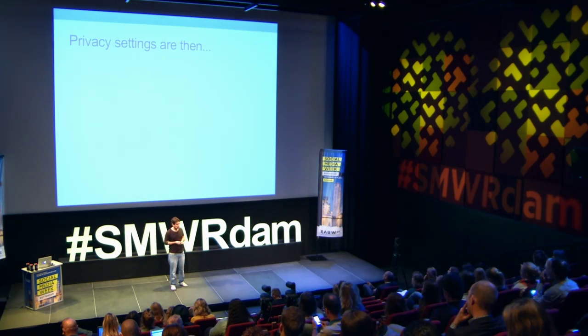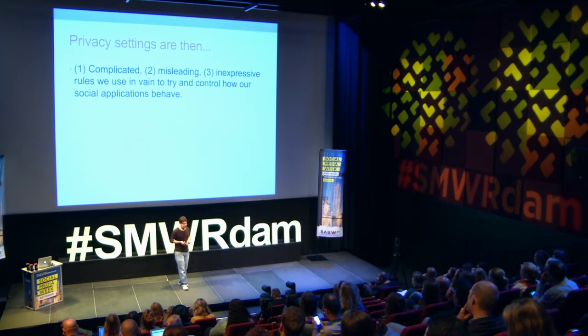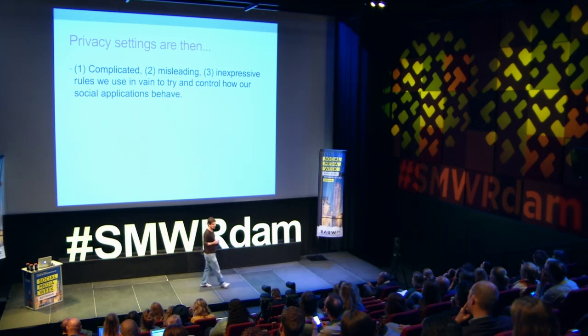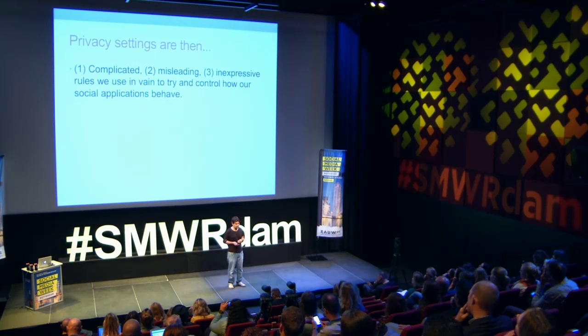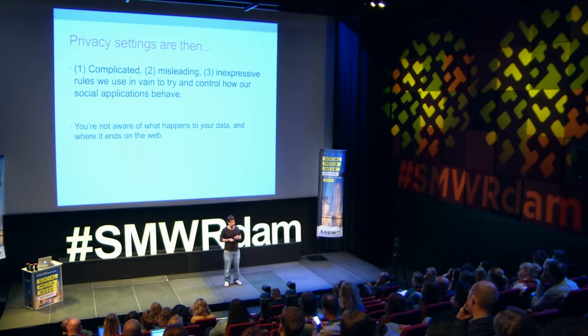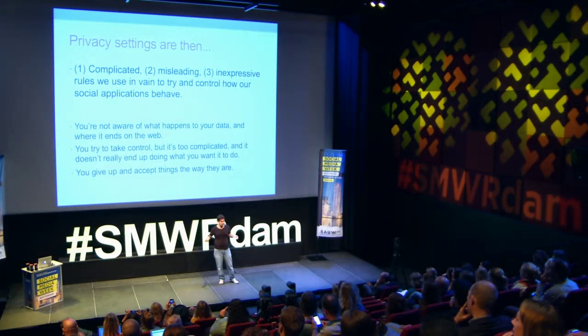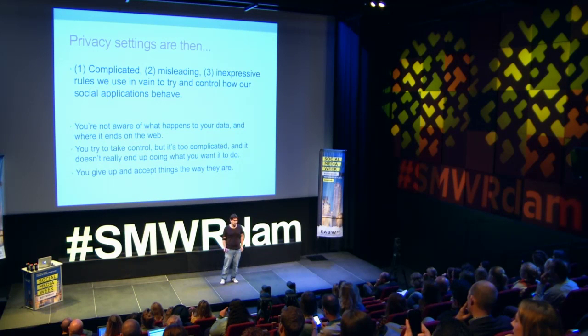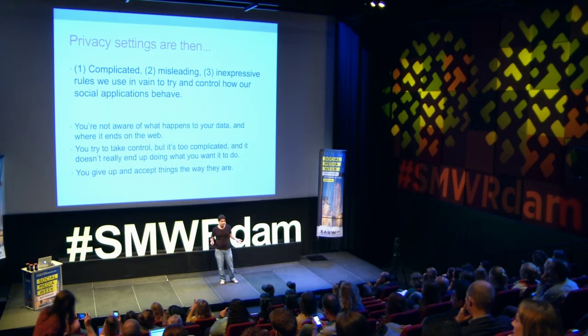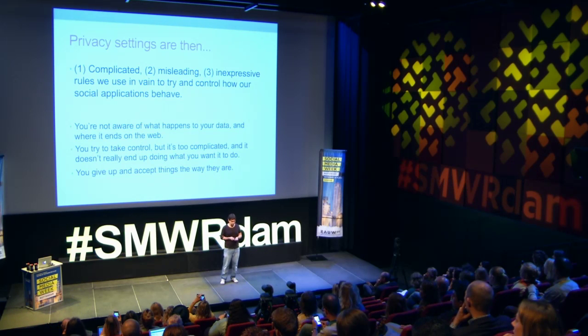So again, to recap, privacy settings are complicated, misleading, inexpressive rules that we use in vain to try to control how our social applications behave. What happens is that you're not aware of what happens to your data and where it ends. You try to take control, it's too complicated, and it doesn't really end up working anyway. So at last you just give up and you accept things the way they are. I guess that was happening to most people. You just accept that social media has the good side and the bad side, and you have to take both if you want to use it.